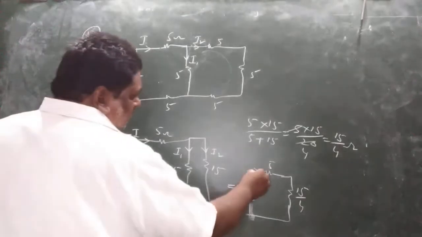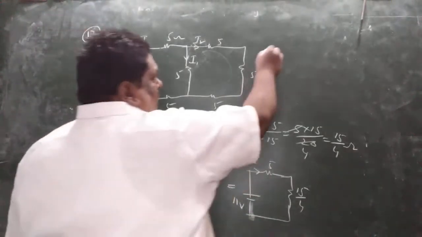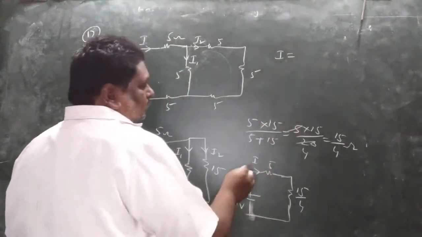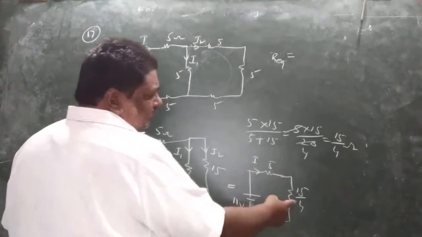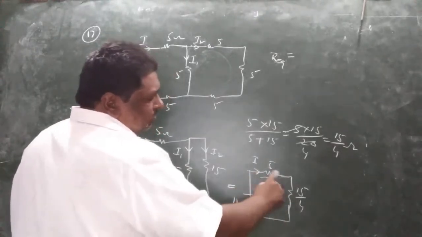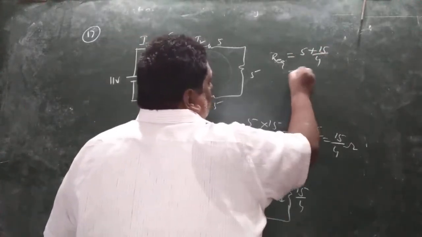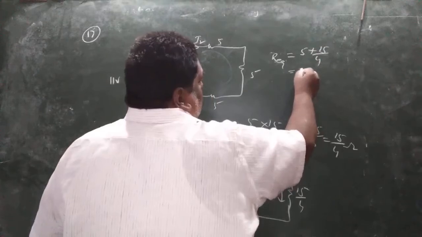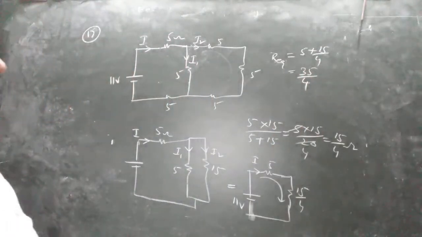So what is the total current? Total current I is equal to, first we shall find total R equivalent. R equivalent is 5 and 15 by 4 in series, these two. Same current is passing through it. So 5 plus 15 by 4, 20 plus 15 by 4, 35 by 4.